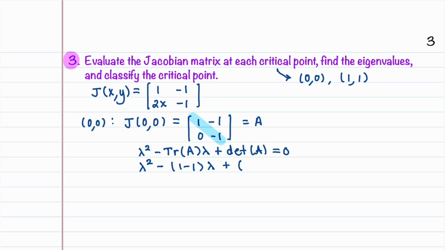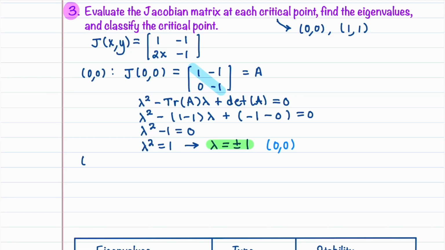And then the determinant is the main diagonal entries multiplied, so that's minus 1, minus the off diagonal entries multiplied, and that's 0. This gives us lambda squared minus 1 is equal to 0. So we have lambda squared is equal to 1, and this gives us that lambda is plus or minus 1. We're going to need this in a minute, so I want to highlight this. And then beside this, I am going to put that these eigenvalues correspond to the critical point (0, 0).